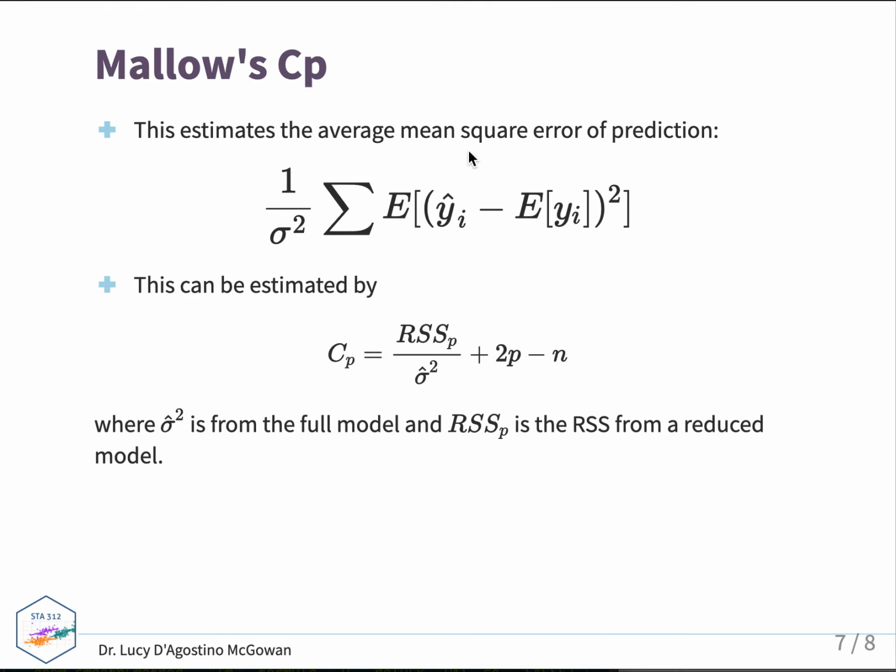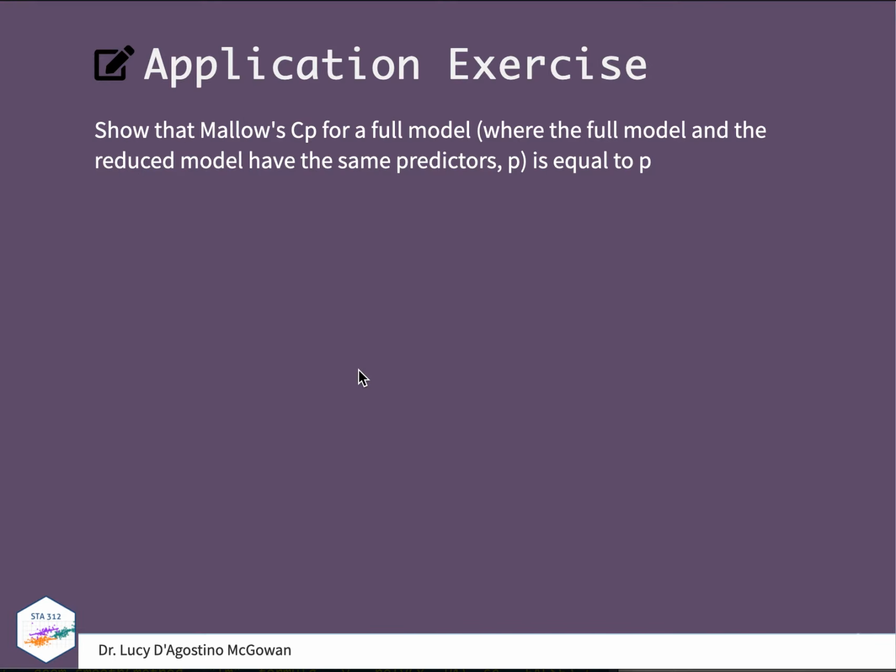You would calculate this value for any given model, and you can compare this Cp value to p. The reason you compare it to p, the number of predictors, is that if you set this residual sum of squares p to be the full model and you calculate this value, then you'll end up just getting p, the number of predictors. So what I want you to do is actually show that. I want you to show that Mallows Cp for a full model, where the full model and the reduced model have the same number of predictors p, or are exactly the same, is equal to p in this application exercise.